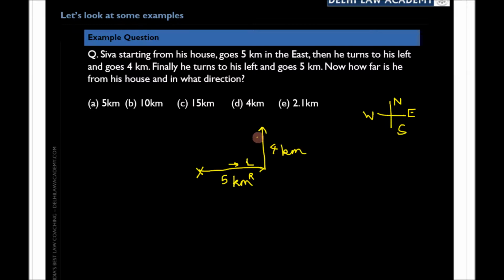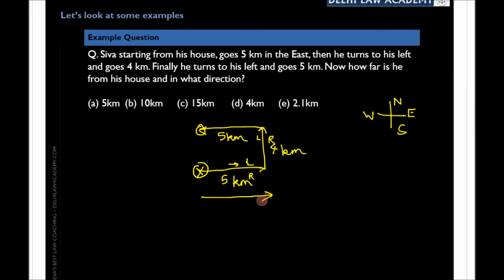Finally, he again turns to his left. So left is here, right is here, and he goes 5 kilometers. So he's back here and he's gone 5 kilometers. How far is he from his house and in what direction? This was his house. This is where he is right now.